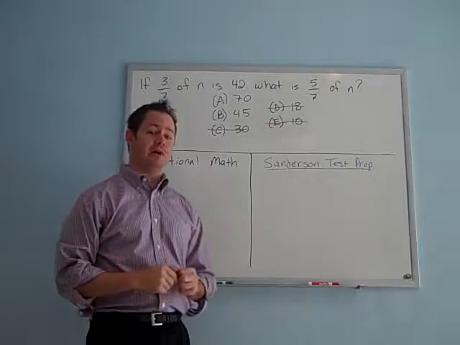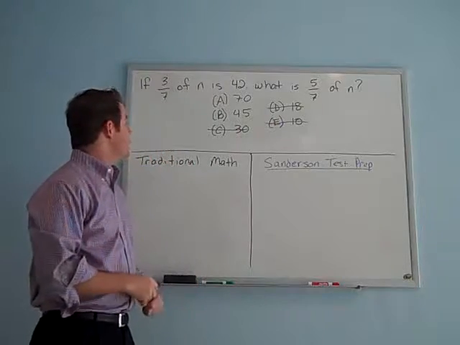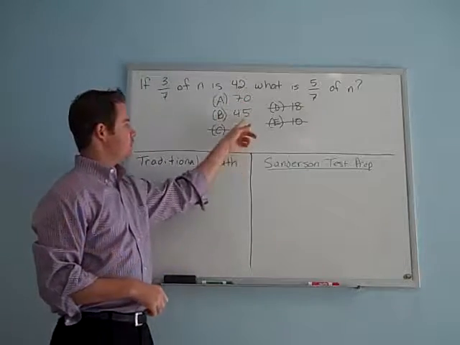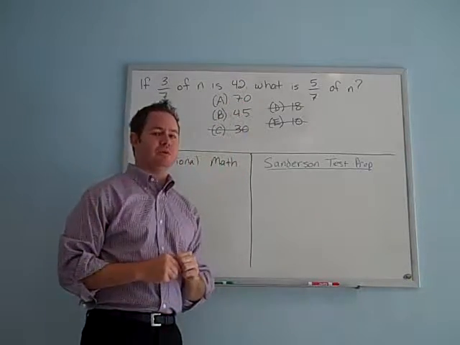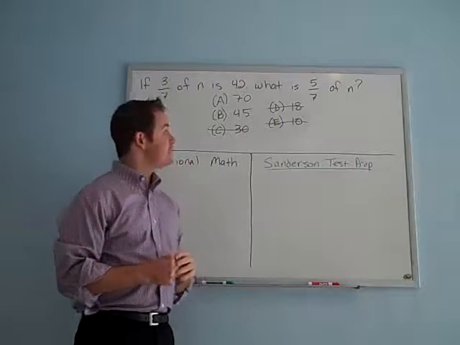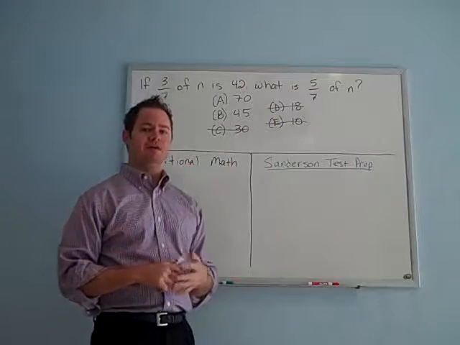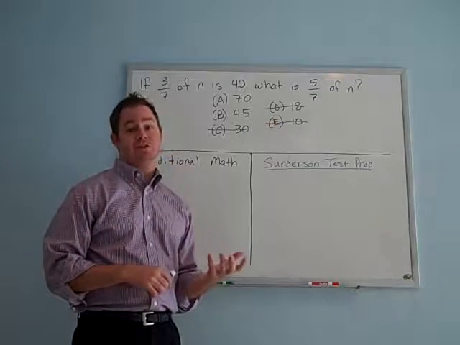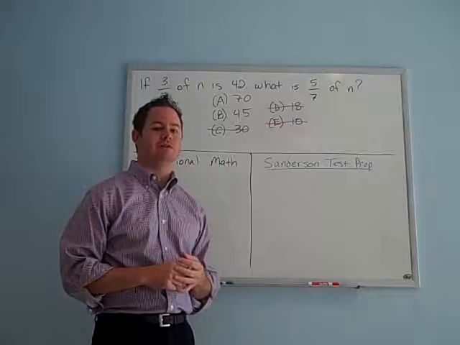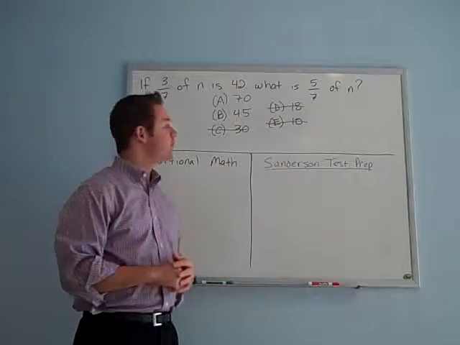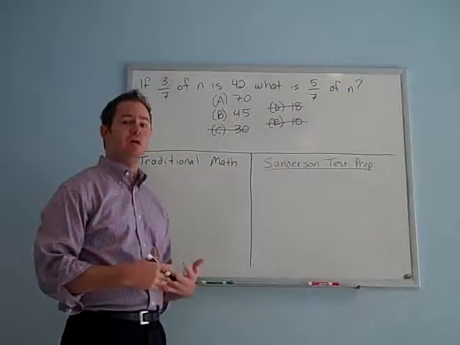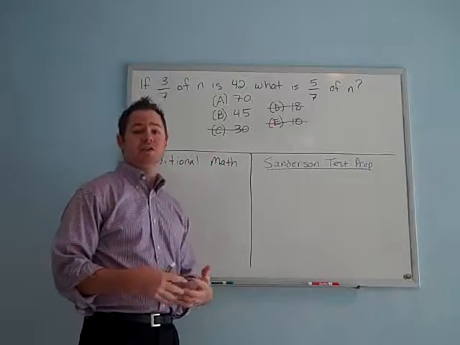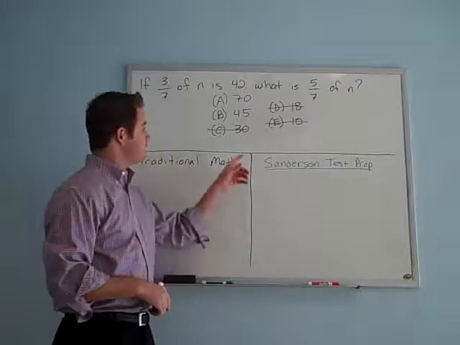70 versus 45. If we look at 70, we see that that's quite a bit more than 42. And if we look at 45, we see that that's only a tiny bit more than 42. Well, 5/7 versus 3/7. 5/7 is almost double the value of 3/7. 6/7 would be twice 3/7. So 5/7 is almost double, which means we're looking for an answer choice that's going to be almost double 42.